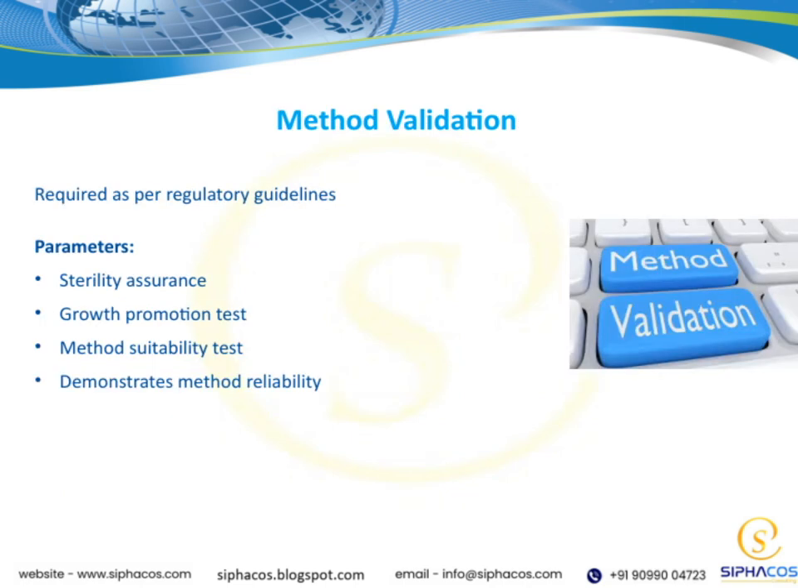Let's talk about method validation, which is a crucial part of our process and is required by regulatory guidelines. When we validate our methods, we need to focus on several key parameters. First is sterility assurance, ensuring that our products are free from any microbial contamination. Next is the growth promotion test, which confirms that our culture media can support microbial growth as intended. We also perform a method suitability test, which helps us verify that our testing methods are appropriate and effective for the specific application.